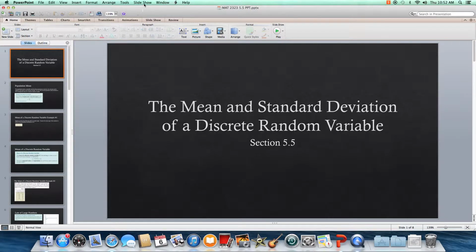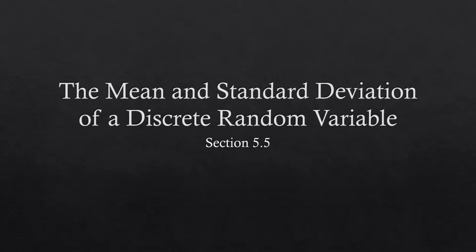Hello everyone. Let's get started with section 5.5. This is going to be our mean and standard deviation of a discrete random variable.